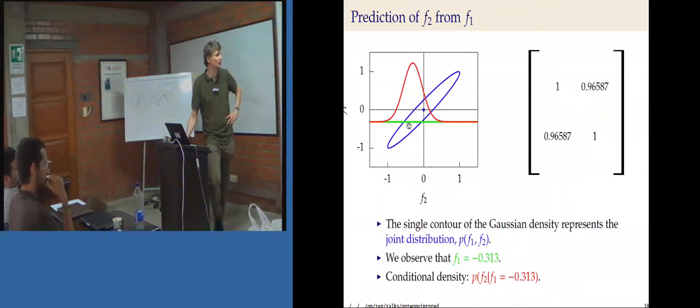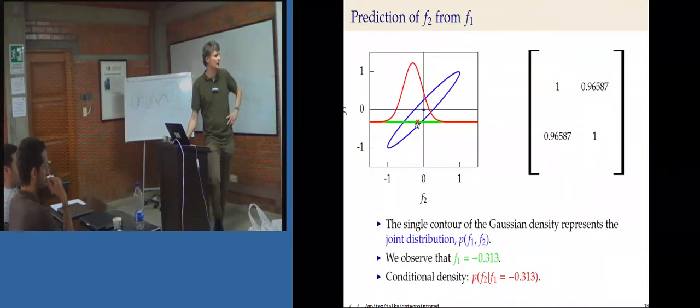But now we have a prediction of what f2 should be given f1. So f1 is negative, and f2 it also thinks is more likely to be negative. So the mode for f2 is not quite at minus 0.313, but it's around about minus 0.3 or something like that.